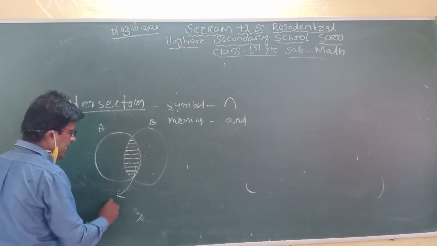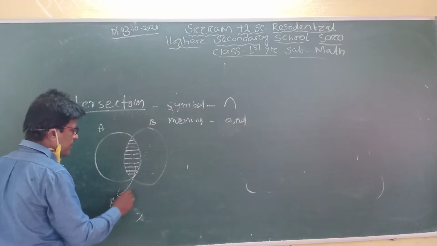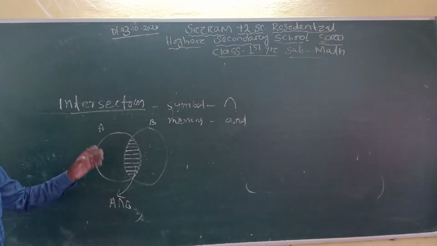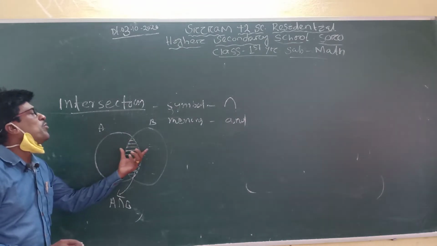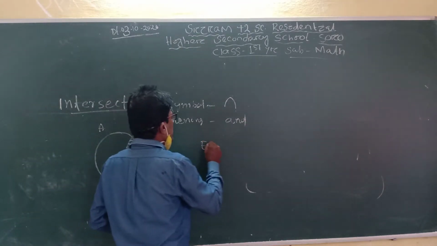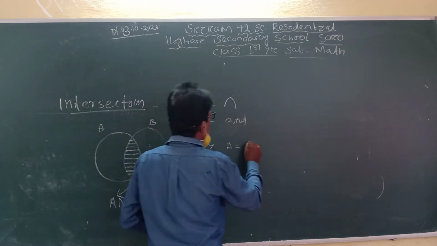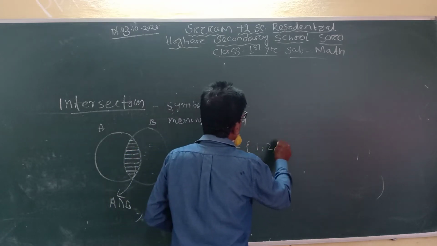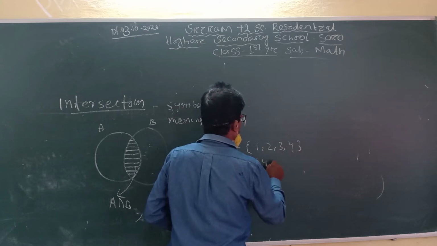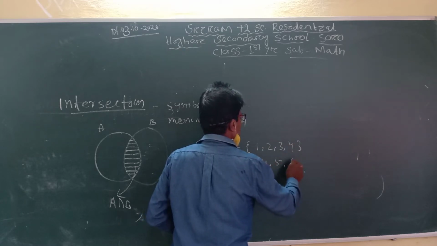That is equal to A intersection B. That shaded region in the Venn diagram is called A intersection B. Intersection means the elements common to both sets. For example, take A equal to 1, 2, 3, 4, the same example as before, and B equal to 4, 5 and 6.